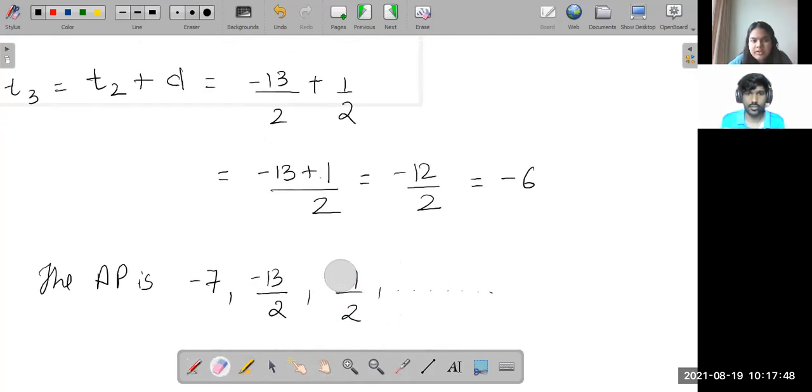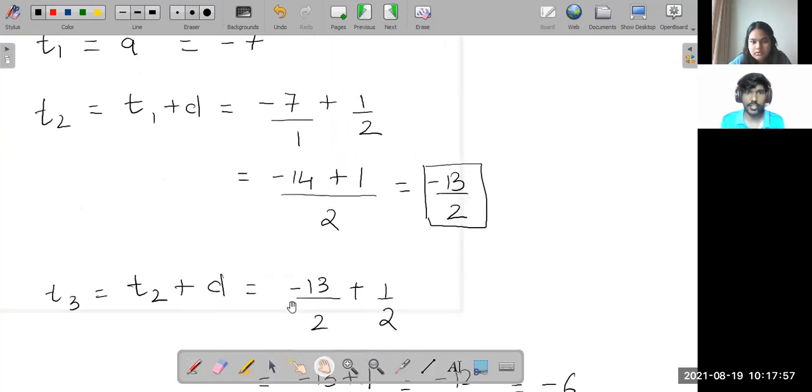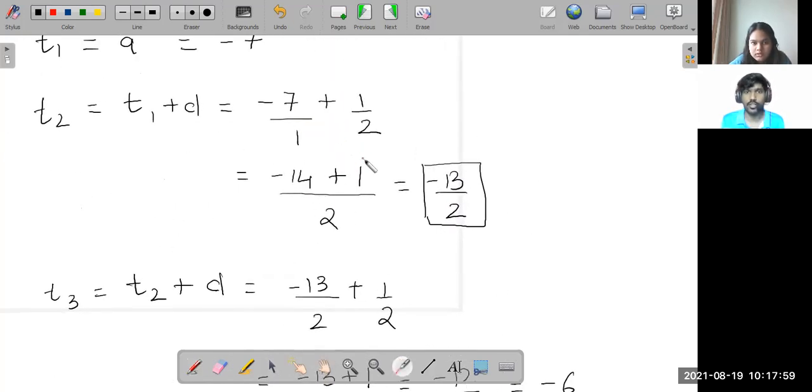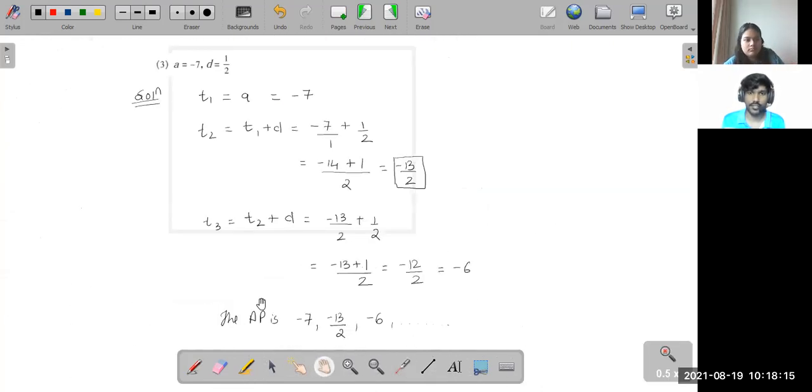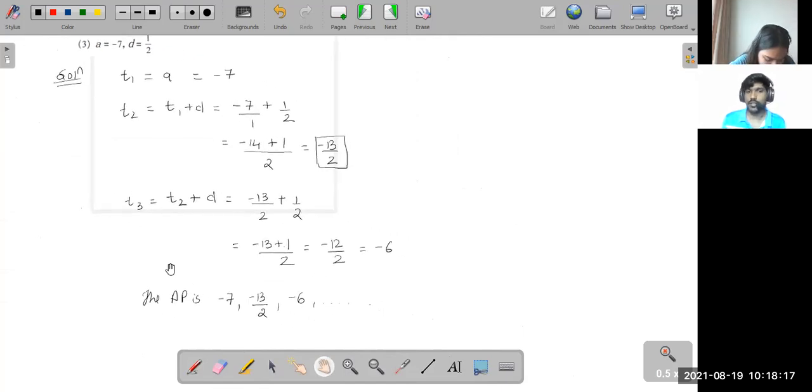Then did we make a mistake in 13 also? No, 13 is right. Here we did proper cross multiplication. So 7 into 2 is 14, so minus 14 here, plus 1 into 1, 1 here. And minus 14 plus 1 is minus 13. So minus 13 upon 2, this is right. Okay, and the second term is also correct. Minus 6. So we have minus 7, minus 13 upon 2, minus 6.